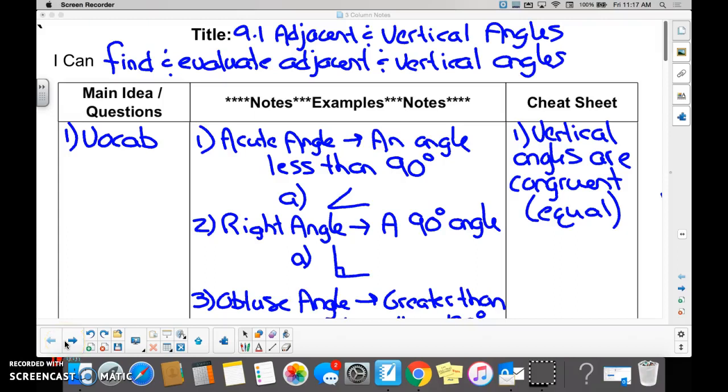Find point 1, adjacent and vertical angles. We can find and evaluate adjacent and vertical angles. Can we find and evaluate adjacent and vertical angles now? Yes. More so probably vertical angles, but adjacent angles we at least know what they are.